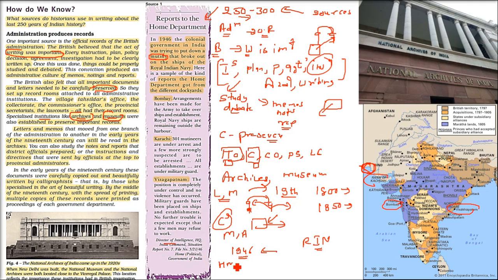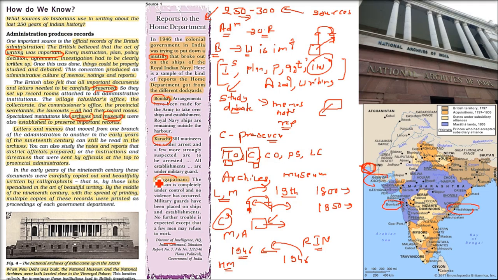So this is the Director of Intelligence HQ report. This report is saying that from all the different places of the dock, information was being sent to the headquarters. That is, to Delhi it was being sent, asking what is happening. In Bombay, something is happening. In Karachi, something is happening.